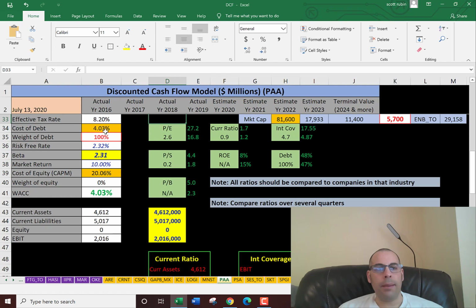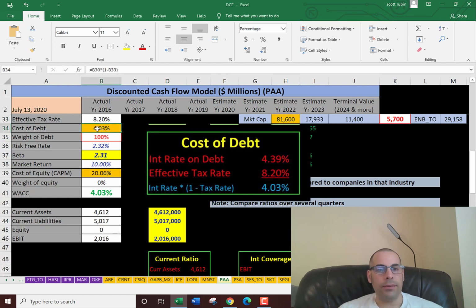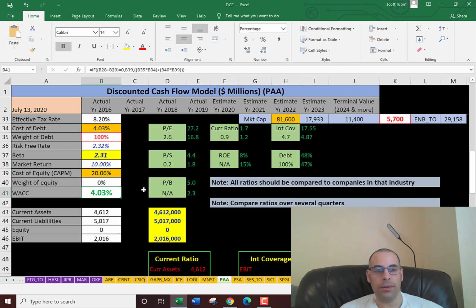Let's look at the capital structure of the company. The cost of debt is 4%, and they're 100% debt. They have no equity in their capital structure. So we're going to use the 4% as the discount rate to apply to the future cash flows.